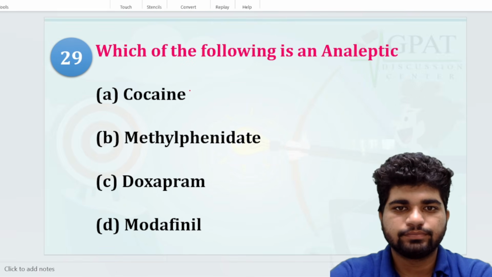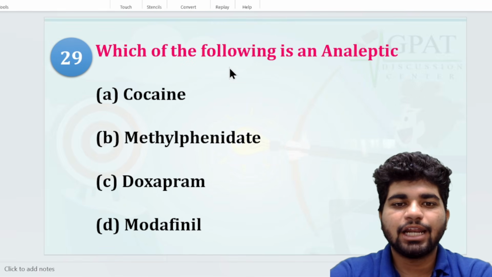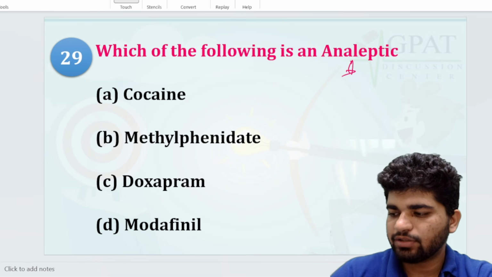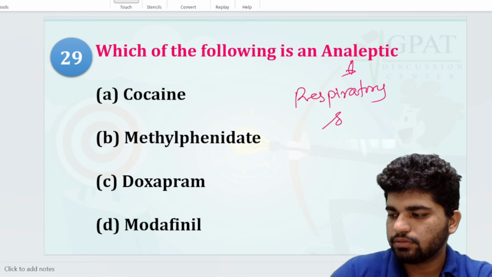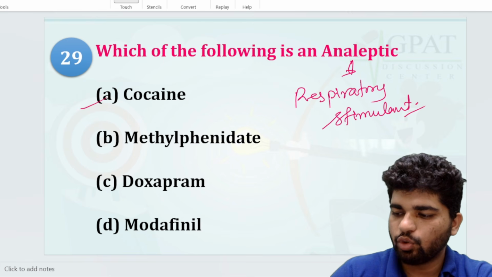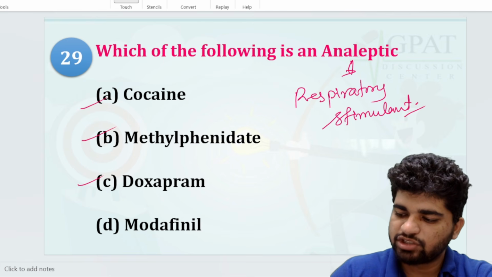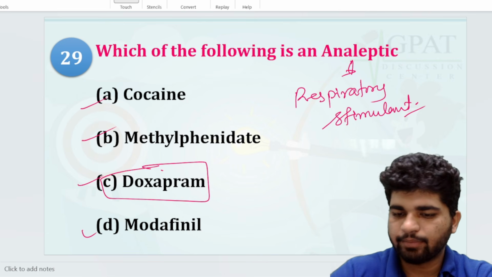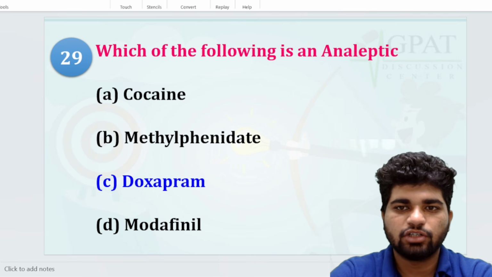Okay, chalo. Which of the following is an analeptic? That's a nice one. Analeptic is considered a respiratory stimulant. Is it cocaine, methylphenidate, doxapram, or modafinil? Yeah, that's your doxapram, guys. Doxapram is considered an analeptic.